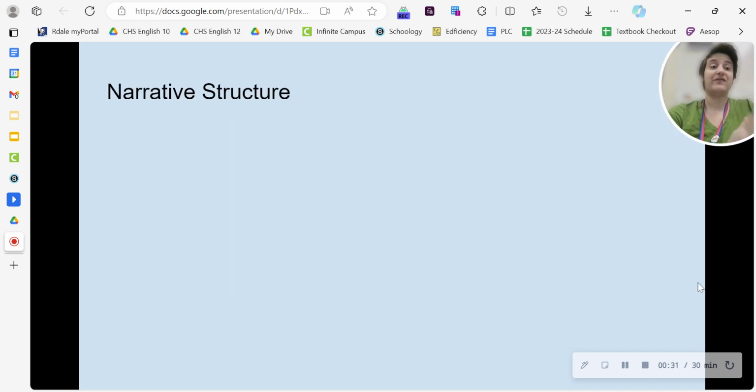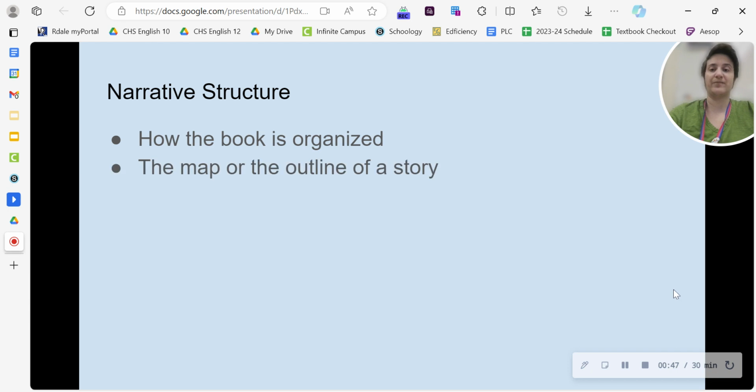So first, let's define narrative structure. Narrative means a story, anything with a beginning, middle, and end, and structure is how something is organized or set up. So how the book is organized is what we're looking at with narrative structure. And you can also think of it as the map or outline of a story. How does each piece fit together?